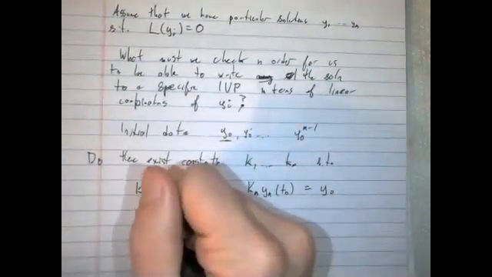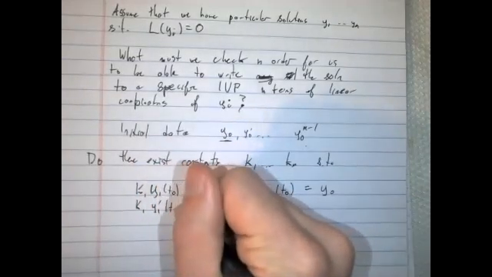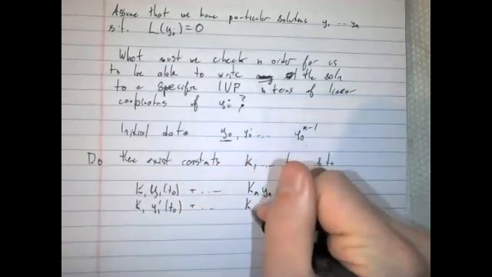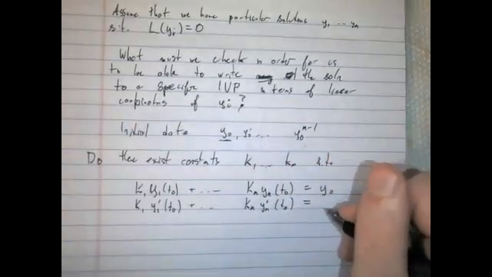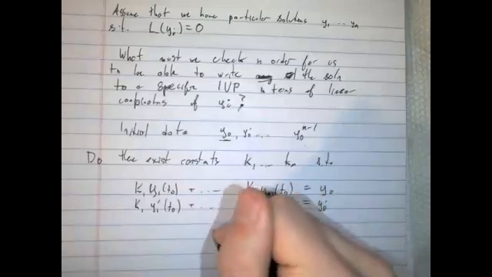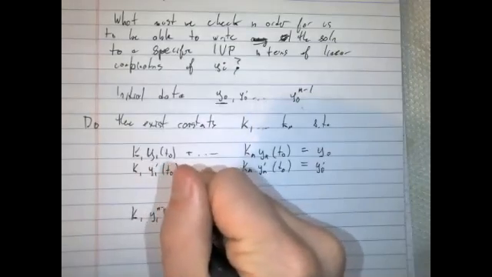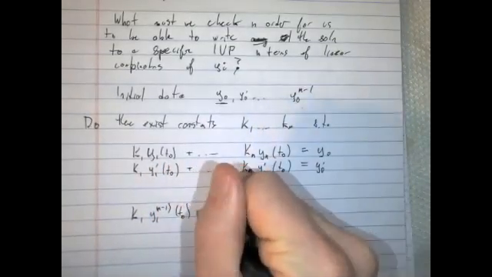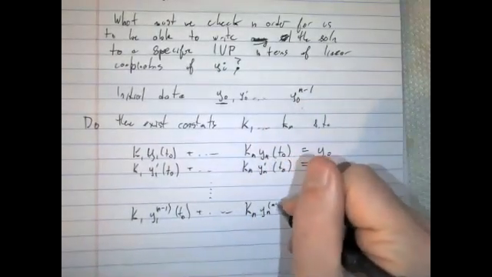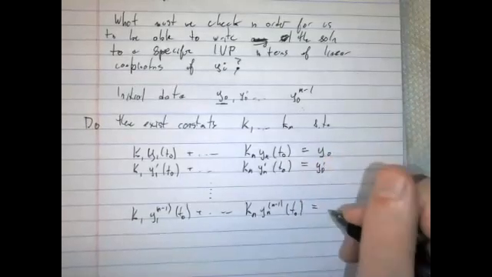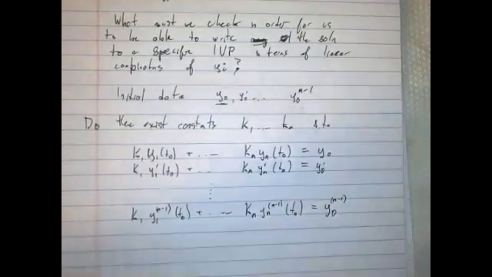And I'm also asking, when is k1 y1 prime at t0 plus kn yn prime at t0, when is this equal to y0 prime, all the way down to when is k1 y1 to the n minus first derivative at t0 plus kn yn to the n minus first derivative at t0, when is this equal to y0 to the n minus first derivative, right?